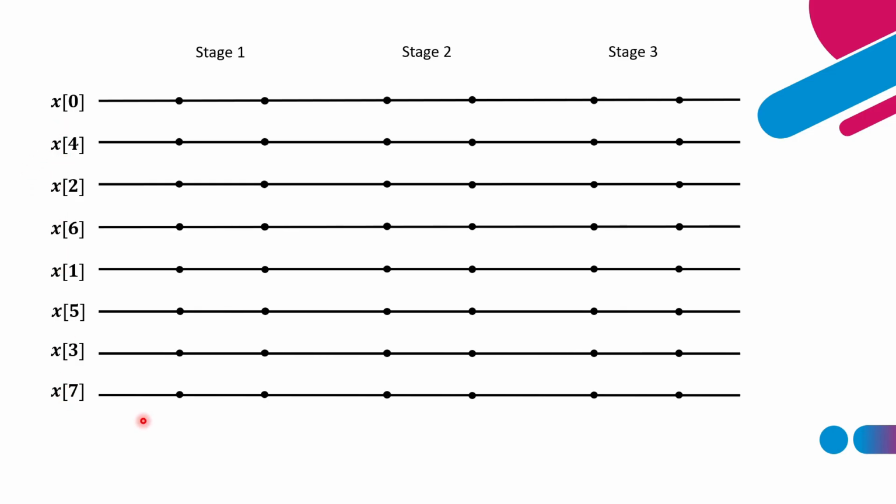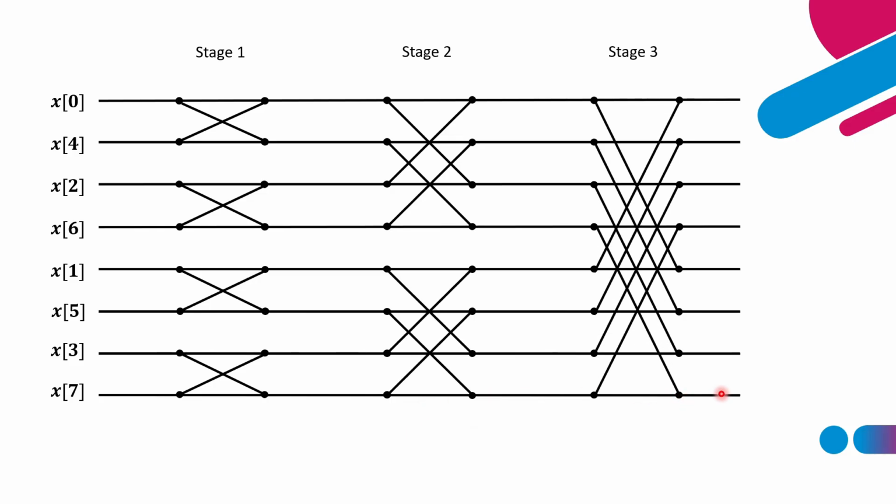Before we do the calculation, we have to draw the butterfly diagram. First, draw a parallel line and label it with the input sequence x0, x4 until x7. The 3 columns here represent 3 stages in the butterfly diagram, and this is the connection of lines of butterfly structures in each stage. Then include the twiddle factors and label negative 1 at the bottom half of the butterfly structures in each stage.